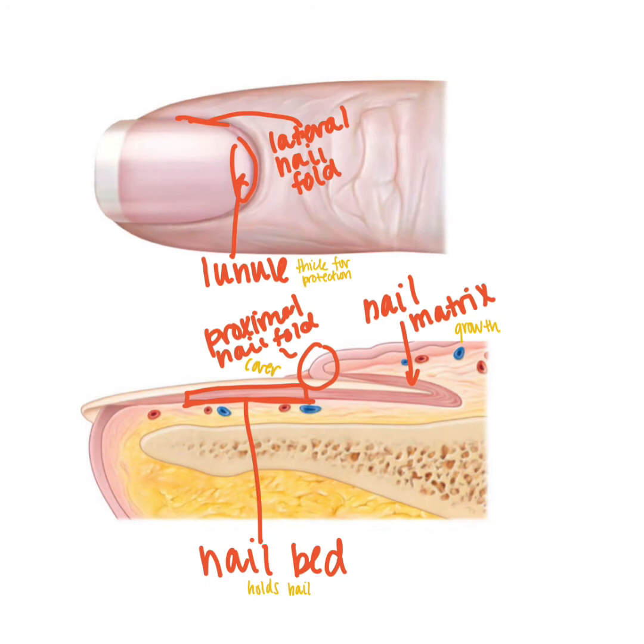The nail's purpose is to protect the tip of the finger. The nail bed holds the nail; the nail rests on it. The nail folds cover the cuticle of the nail. The lunule is the thick part of the nail to protect the cuticle and the skin under it. The nail matrix is where the nail grows from.